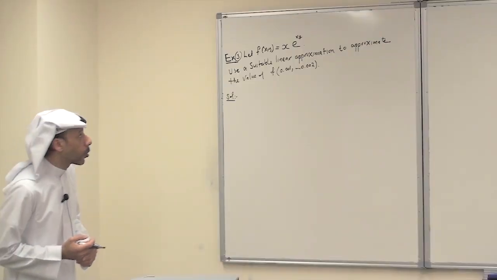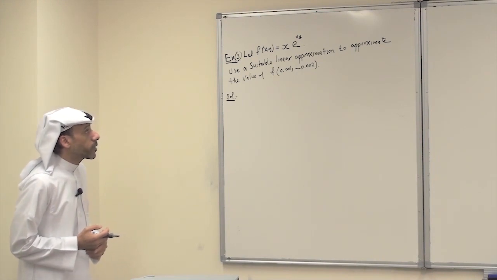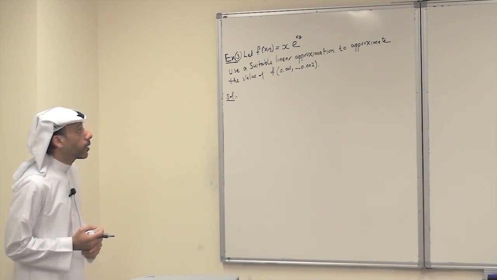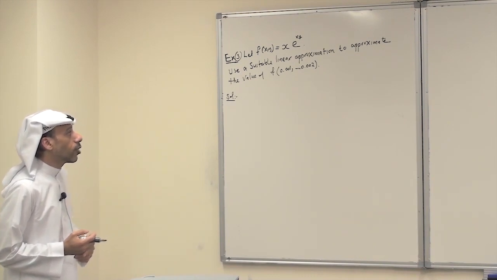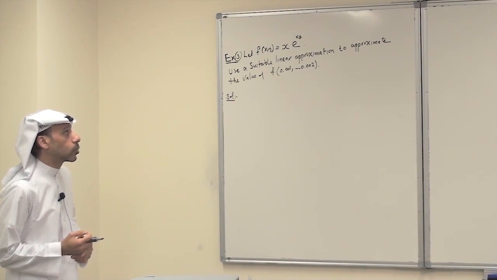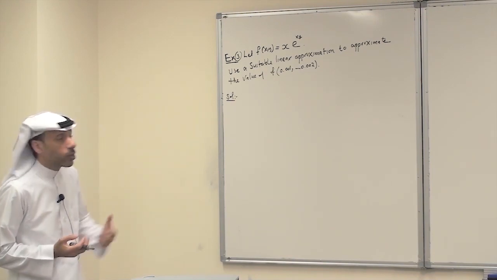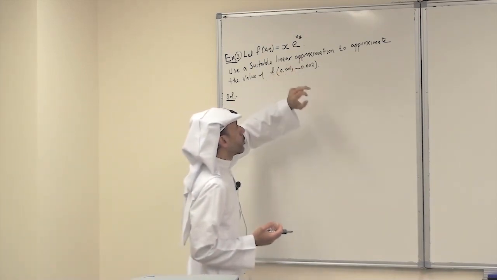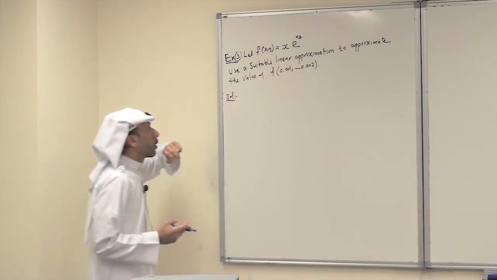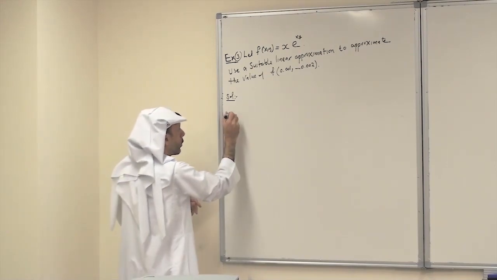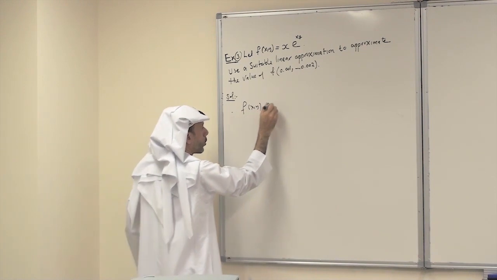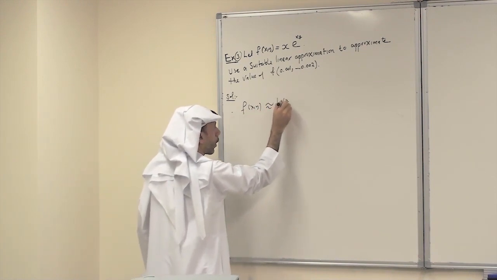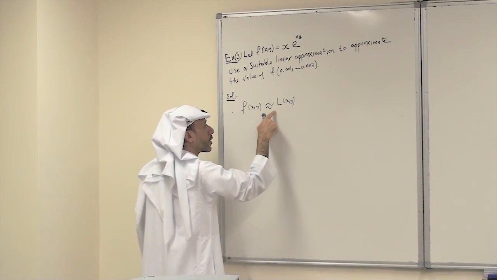Let's consider the following problem. Let f of (x, y) equal x times e to the power xy. Use a suitable linear approximation to approximate the value of f at the point (0.001, minus 0.002). So to solve this problem, we have to find a linear approximation for f. Well, the linear approximation for f is given by the following. Generally, f of (x, y) is approximately equal to L of (x, y), so it equals its linearization.